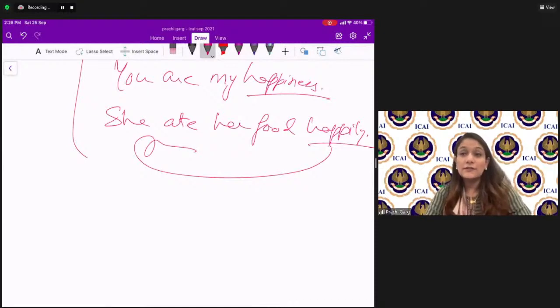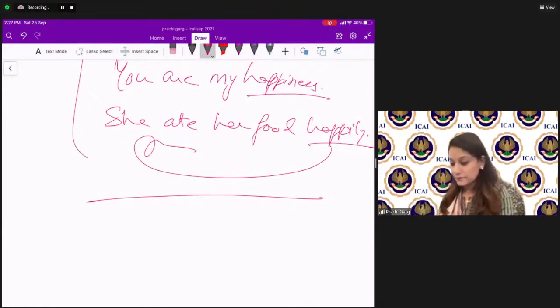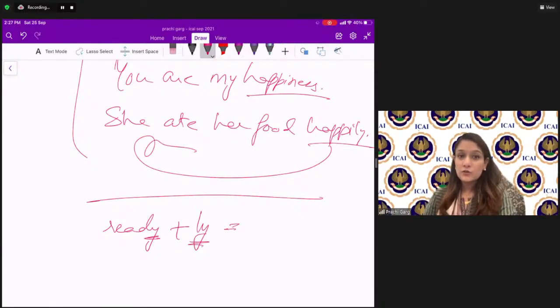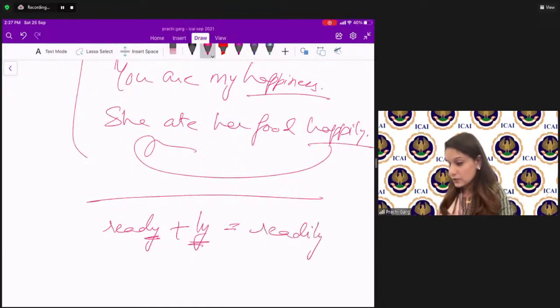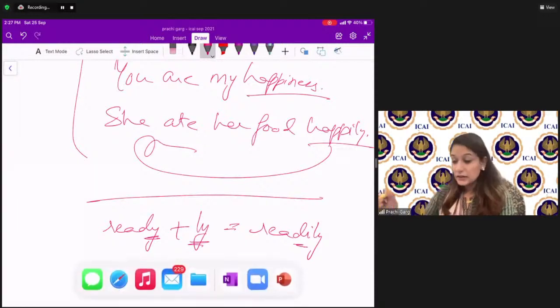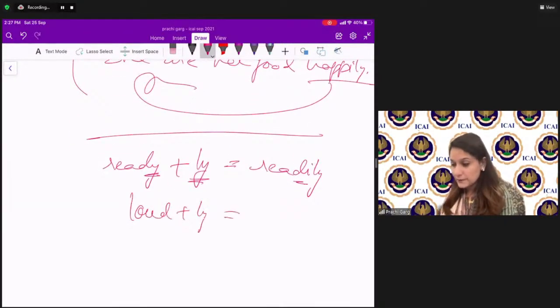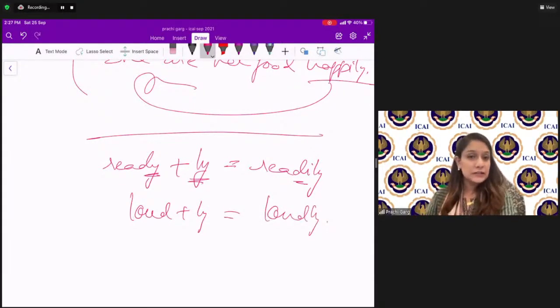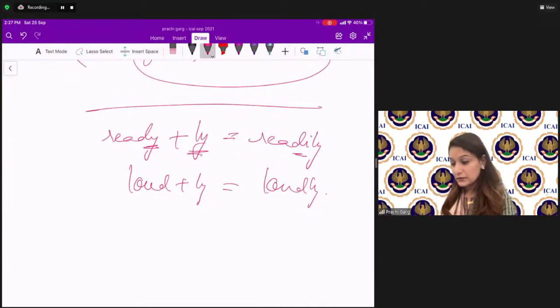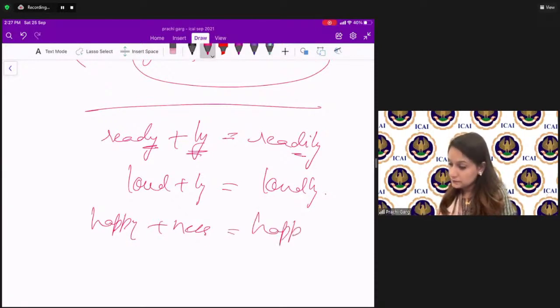Now, understand, not every prefix and suffix can be joined with any word. Don't do that. So, if there is any word that ends with y, like ready, with ready, you can add ly. Whenever there is a y in the end and you have to add the suffix ly, the y will be removed, ily will be added. Am I clear? Unlike in the case of loud plus ly, here it is used as it is. Clear? Look at happy. And for example, happy, and now you want to add ness. So this will become happiness. Am I clear?